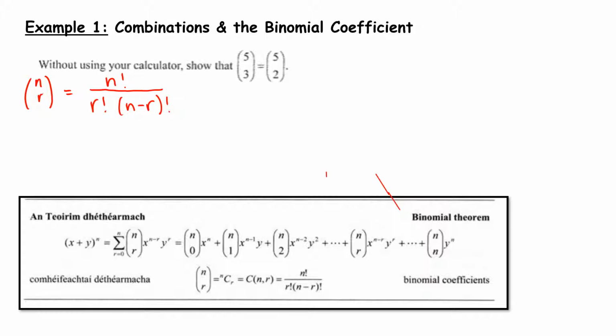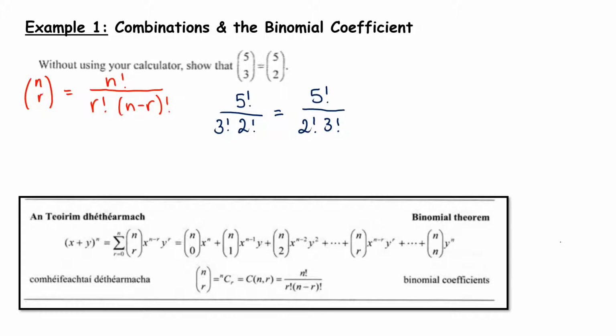If you put 5 choose 3 into your calculator, which they have specifically told us not to do, you will find that the answer is 10 and 5 choose 2 is 10, but we want to show it using this formula. So 5 choose 3 is going to be n, which is 5 factorial, all over r factorial, which is 3 factorial, and 5 minus 3, which is 2 factorial. Is that equal to 5 choose 2, which is 5 factorial over r factorial, which is 2 factorial, and n minus r, which is 5 minus 2, 3 factorial?